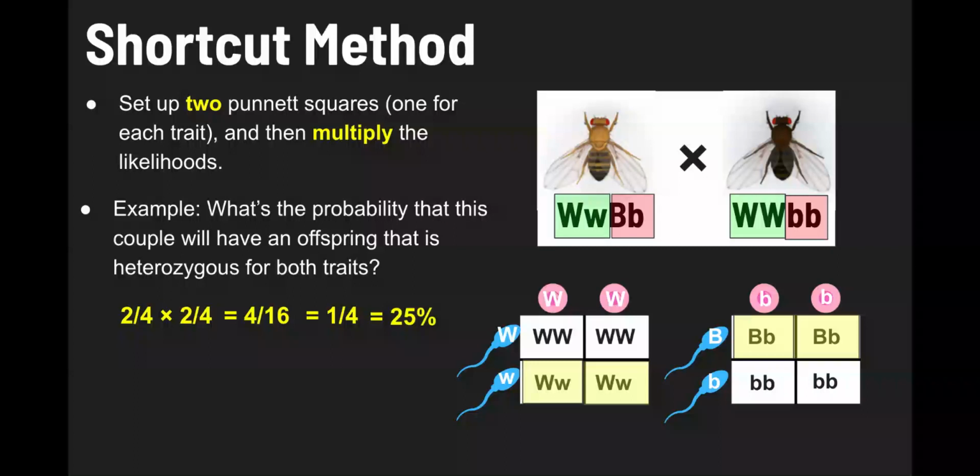This is a shortcut method. You can use whichever method you like, but I showed you how to do a dihybrid cross using that larger Punnett square and how to do a dihybrid cross using this shortcut method.